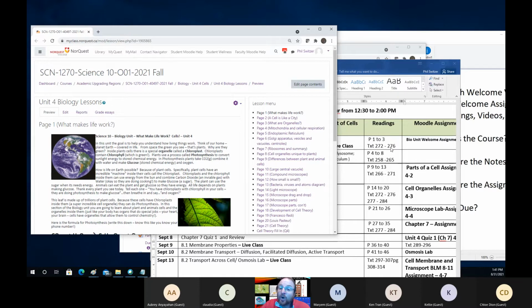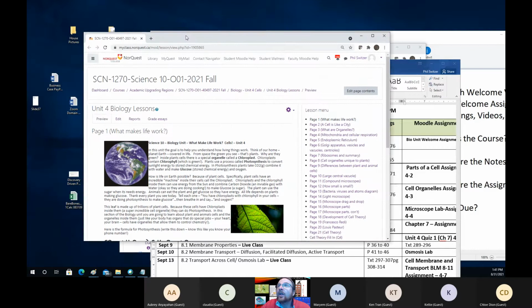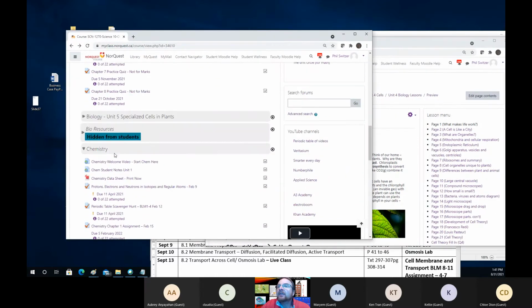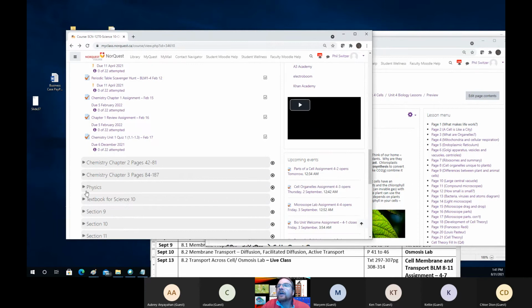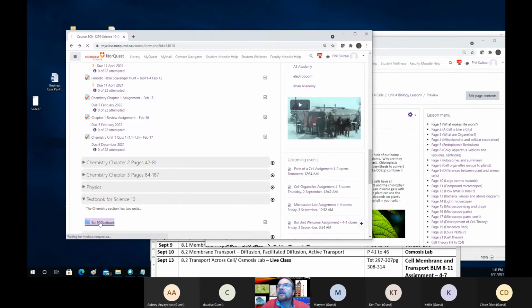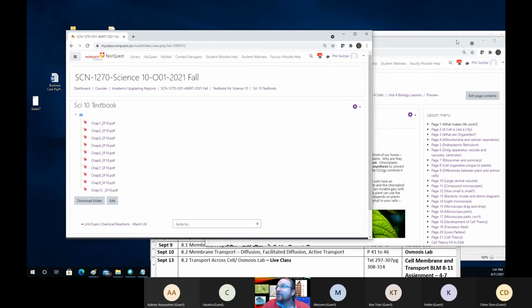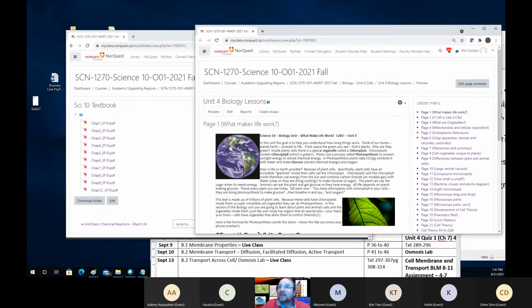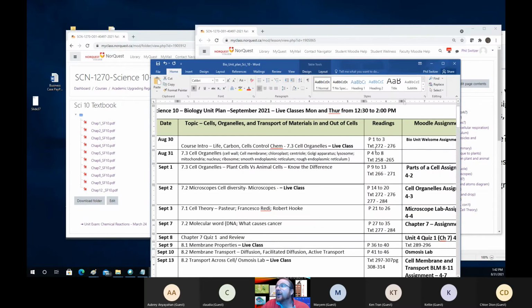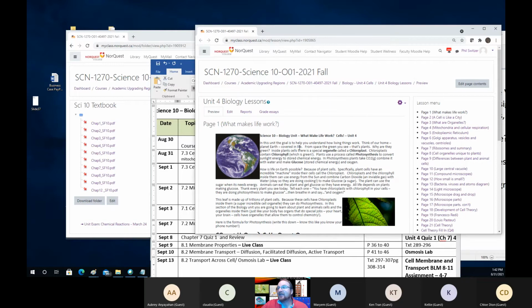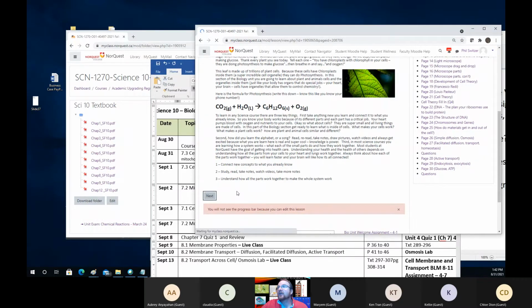We also have the textbook. You don't have to have it because we put it inside of the course. Scroll all the way down. There we go, Textbook for Science 10. You don't need it. We've provided everything you need in here, but some students like to read the textbook, and there's nothing wrong with that. We're doing chapter 7 right now. That's why when you look at the unit plan, you see pages 272 to 276. Where you need to be right now is to have read through pages 1 to 8. So there's page 1, and then let's go to the next page here.